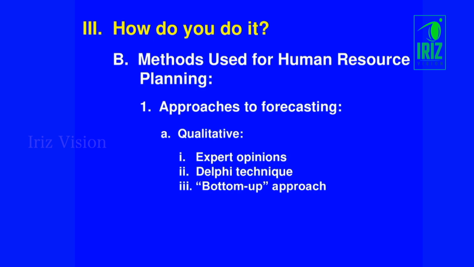One is approaches to forecasting. You can calculate as qualitative, based on quality related things. They'll be talking about expert opinion, Delphi technique, and then bottom up approach. These three techniques we'll be talking about in the qualitative method. In the qualitative method, the first thing is expert opinion.